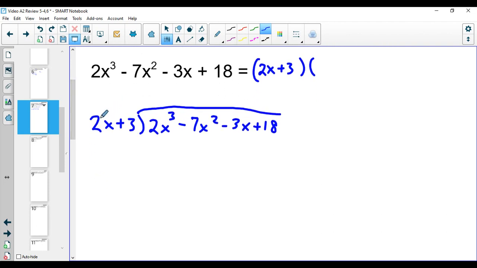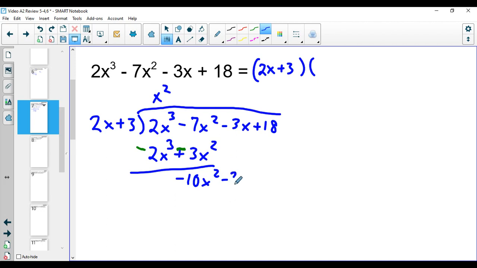All right, let's see. So what do we multiply 2x by? That would be an x squared. X squared times all this becomes 2x to the third plus 3x squared. Change our signs, and we combine. Those cancel out. Here we're left with a negative 10x squared. Bring down the negative 3x.